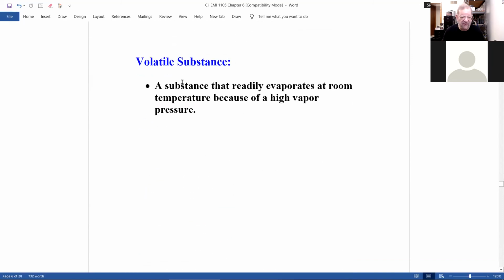And a volatile substance is something that evaporates very quickly at room temperature because it has a high vapor pressure. There's a lot of gas being formed. Gasoline is an example of that, and do not check this at home ever.